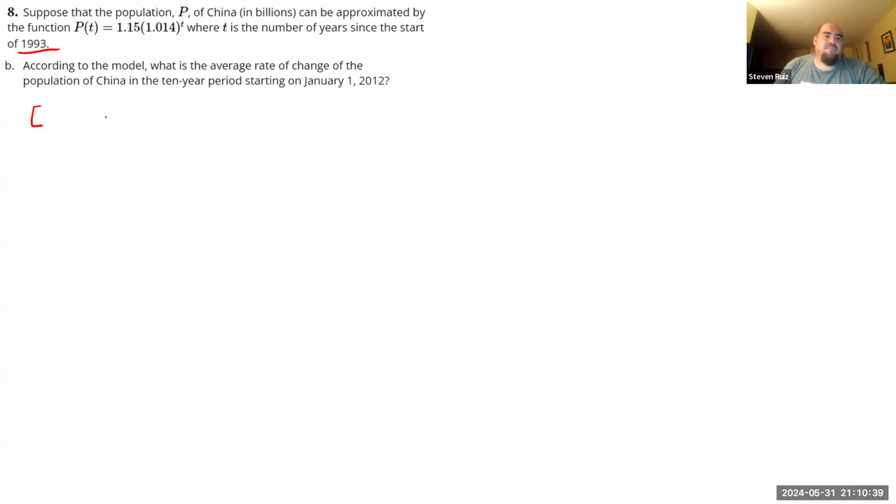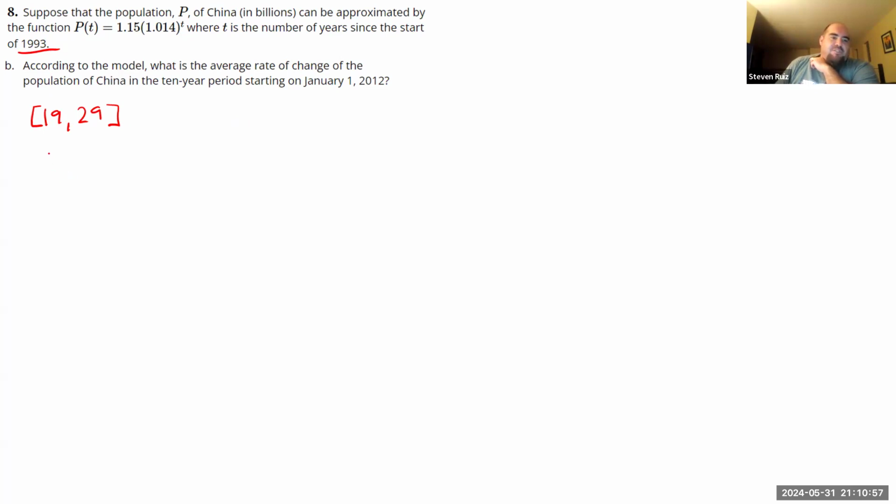2012 minus 1993, that should be 19 years. And we're looking at a 10-year span. So we're looking at the interval from t equals 19 to t equals 29. So we want the average rate of change.